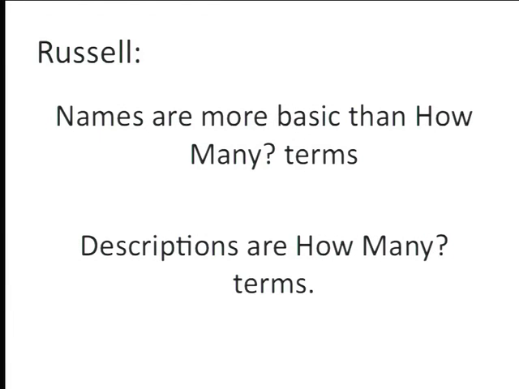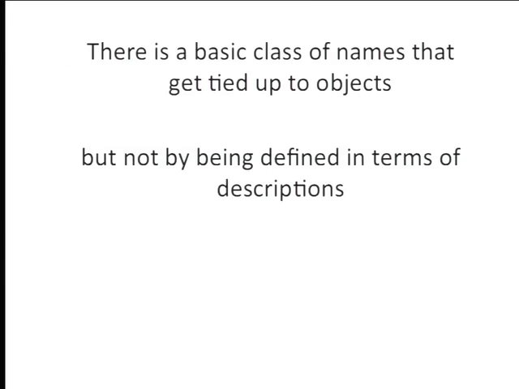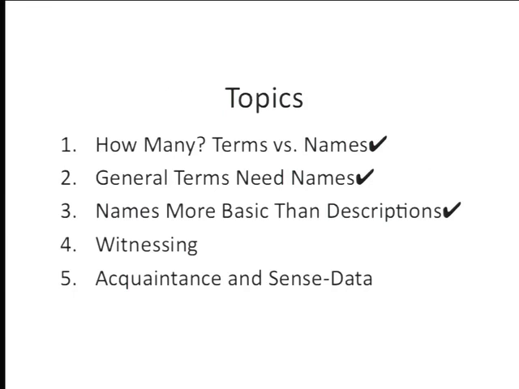But the real hard thing is how we explain what's going on at this more basic level. And now we can't appeal to descriptions in explaining what's going on at this more basic level. That leads us to Russell's conclusion: there's a basic class of names that gets tied up to objects, but not by being defined in terms of descriptions. So at this point, I think that completes the case for throwing out Frege and Searle on descriptions. How about that? Are there any remaining embers of dissent?